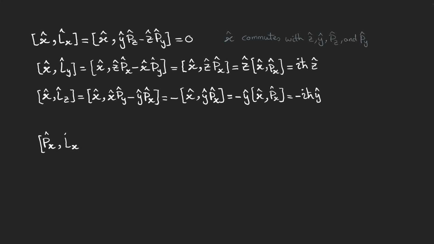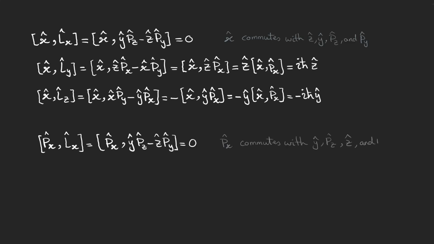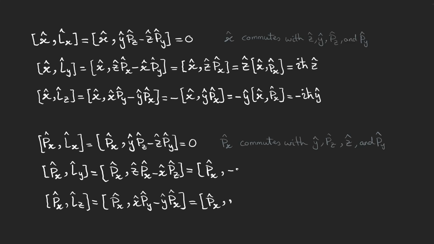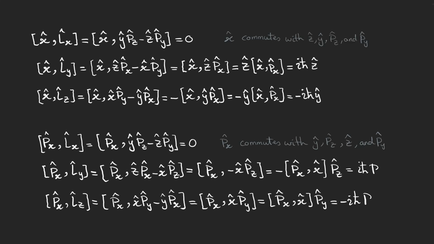We can also find the commutation relation of px and Lx to be 0 because px commutes with y, pz, z, and py. But as you might expect, the commutation relations of px and Ly and px and Lz are not 0, and they do not commute with each other. They can be written as iħ pz and minus iħ py.